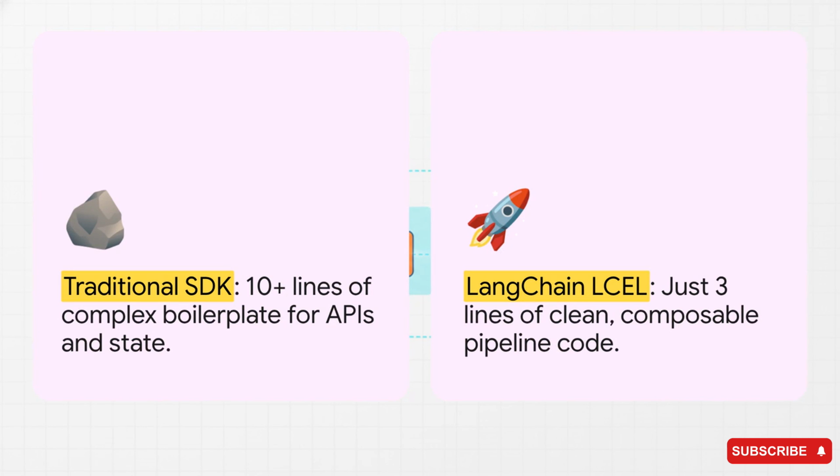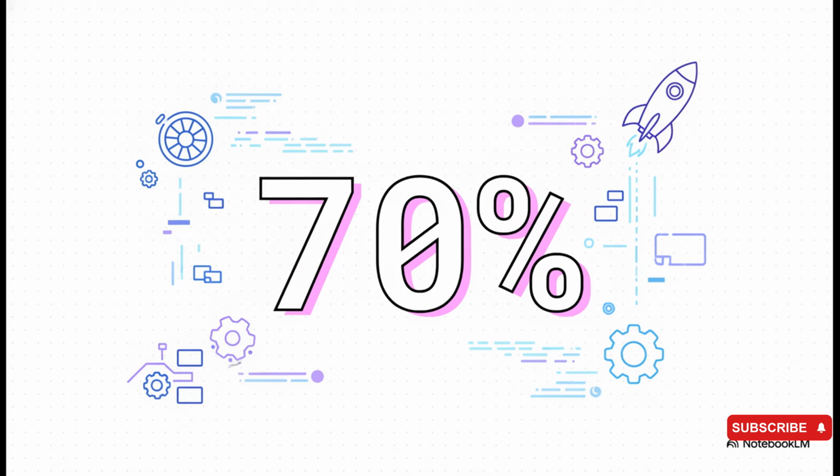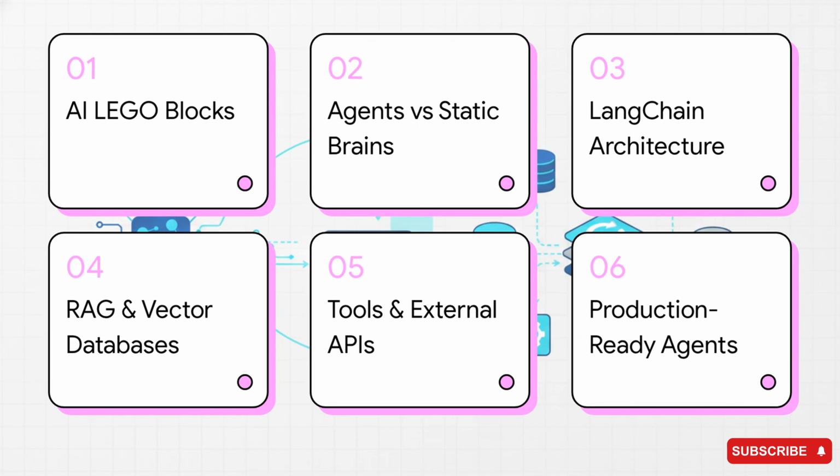And this brilliantly illustrates the solution. The traditional OpenAI SDK approach forces you to write 10 or more lines of complex boilerplate code just to make an API call, manage your memory, and handle your state. But by using LangChain's expression language, or LCEL, you achieve the exact same functionality in just 3 lines of clean, composable pipeline code. For engineers and data scientists, that is a massive 70% reduction in boilerplate code. It means you can stop endlessly reinventing the wheel and actually start focusing on high-level logic, building innovative solutions up to 10 times faster.